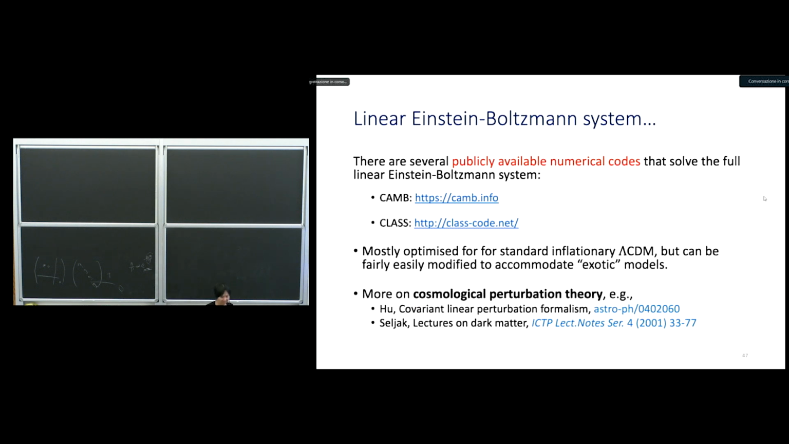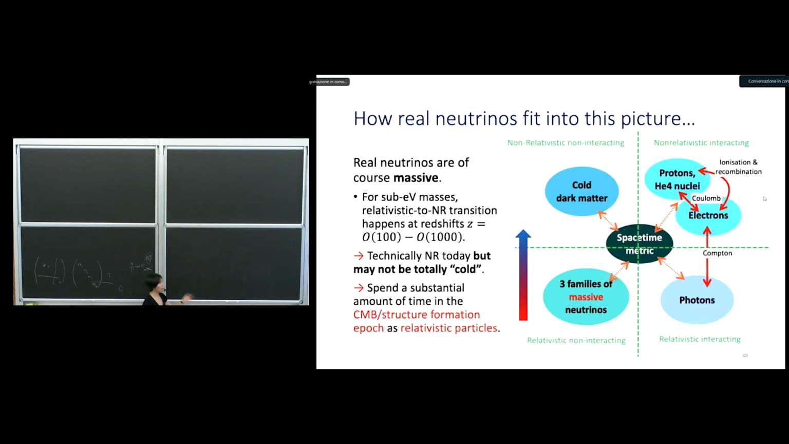I'm almost there. Now, so far that was standard lambda CDM and where the neutrino was massless. But of course, in reality, we know neutrinos are massive, right? So we do have to change this picture a bit. But the change is somewhat subtle, and that is because neutrinos, as we know them today, are sub-electron volt in masses, which means that they are initially relativistic and then they transition into a non-relativistic state. And that transition happens at a redshift of about 100 to 1,000. So technically, these neutrinos are non-relativistic today, but they're not exactly cold.